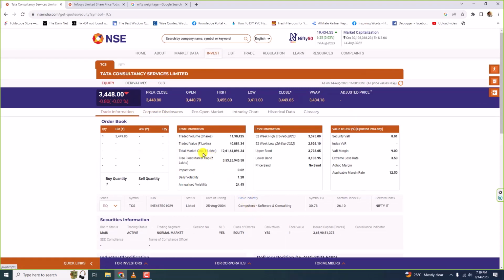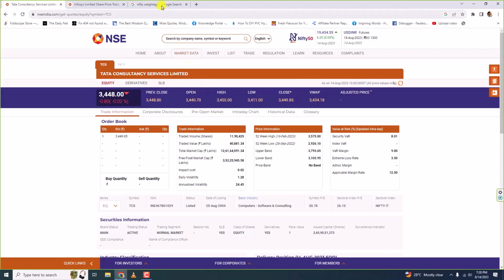Alright. So here you can see total market cap in lakhs is this much. This is of TCS, Tata Consultancy Services. So total market cap in lakhs is this much, and the free float market cap is this much. So this value gives you an idea as to how much shares are being traded publicly. So always this value will be more than this value. Total market cap will be higher than free float market cap.